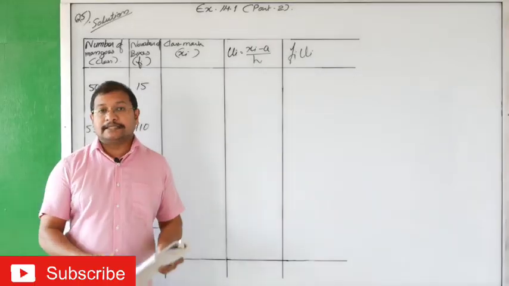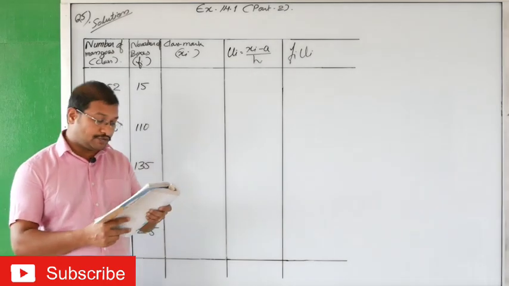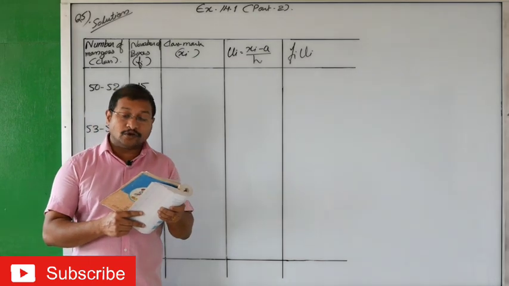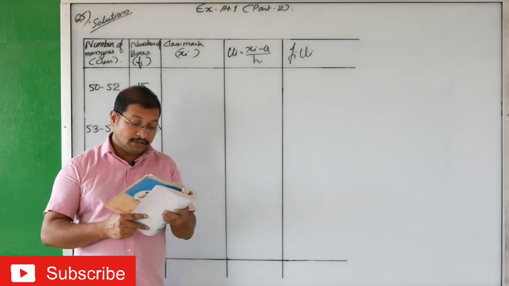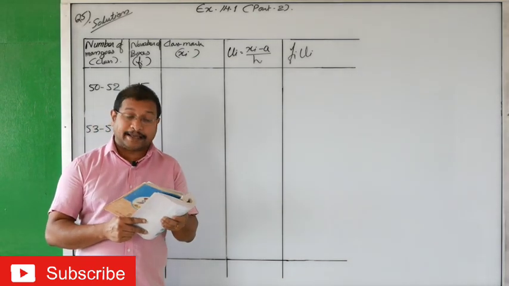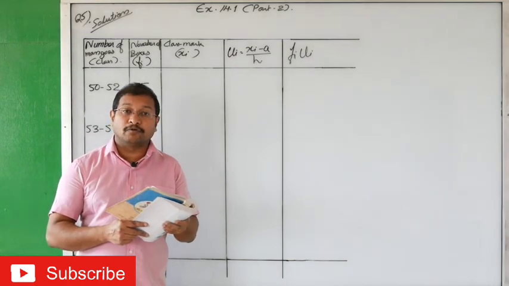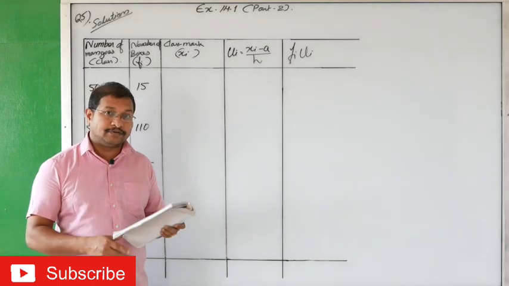Okay. Let's see the next question. Question number 5. I'll read the question once. In a retail market, fruit vendors were selling mangoes kept in a packing box. This box contained a varying number of mangoes. The following was the distribution of mangoes according to the number of boxes. Of course, the table is given.